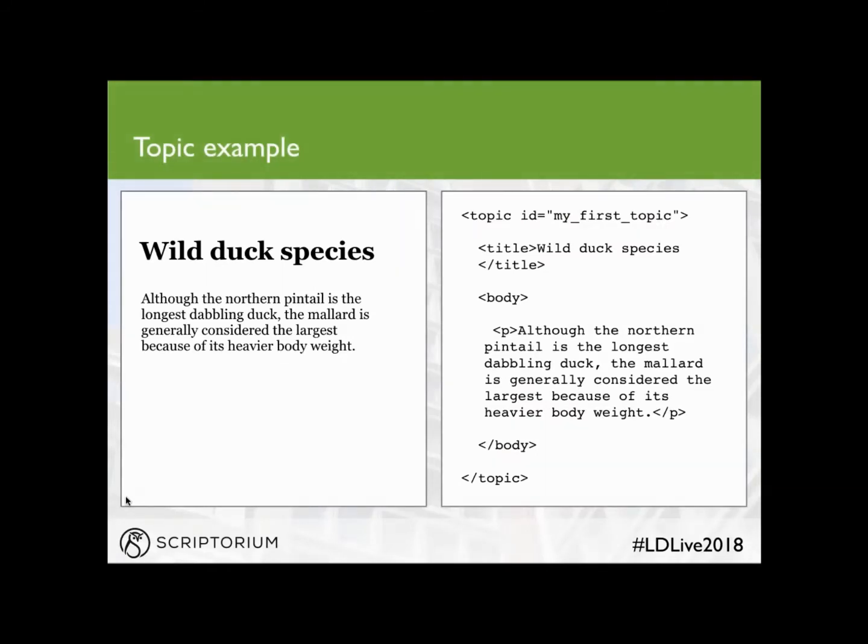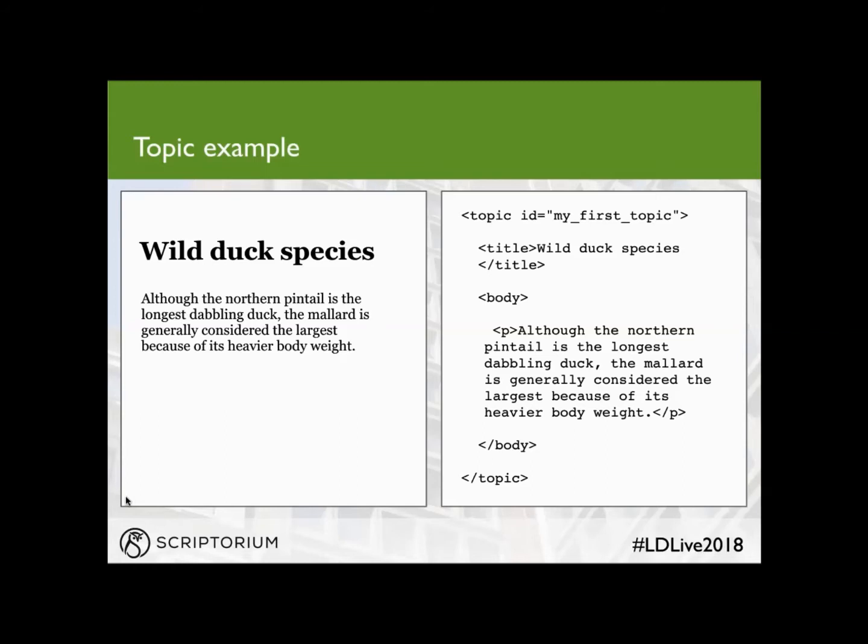This is a really simple, basic topic. What we have on the left is some content, and on the right, we see that same content with DITA tags. If we look at that content on the right, we start with a topic element, which is just a container element that tells us this is a topic. Then next we have the title element, and it contains the title of this topic, which is wild duck species. And then we have the body element, which contains all of the content in the body of this topic. So in this example, the body element just contains a single paragraph of content.